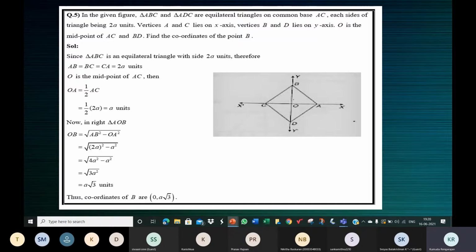How do we find the address? We need to find the x coordinate and the y coordinate. How do we know the x coordinate is 0? Because the point D or the point B, they lie on the y-axis where the x coordinate is always 0. So 0, comma, because it's on the negative side, it will be minus root 3a. A root 3 or root 3a, children? But we prefer to write it as root 3a.